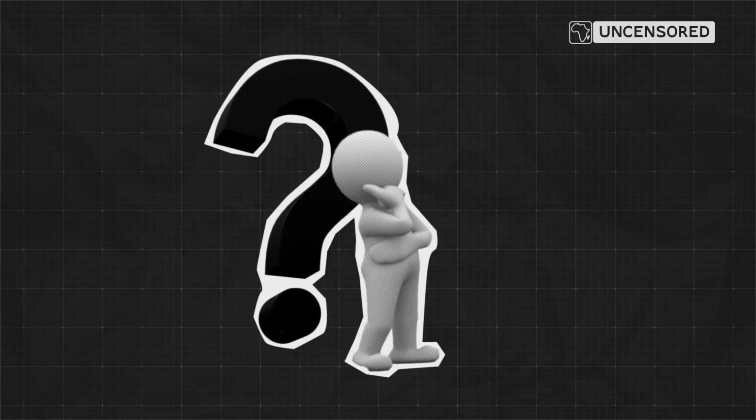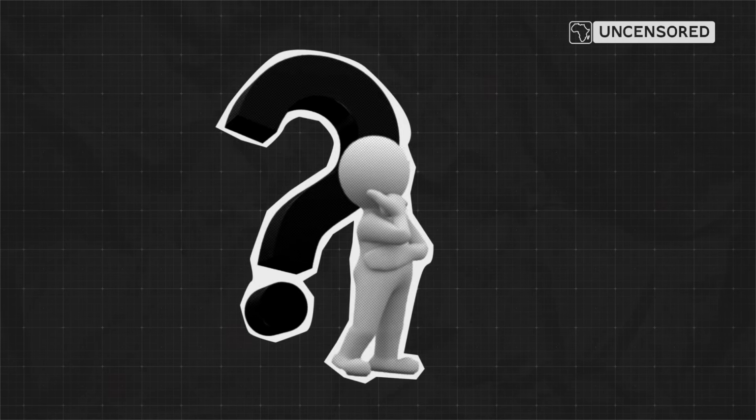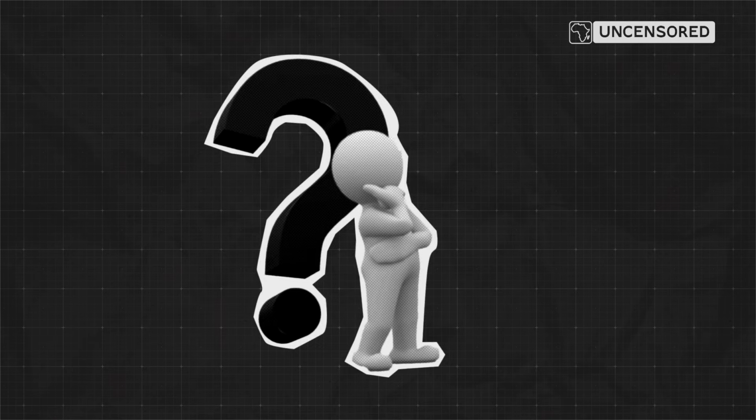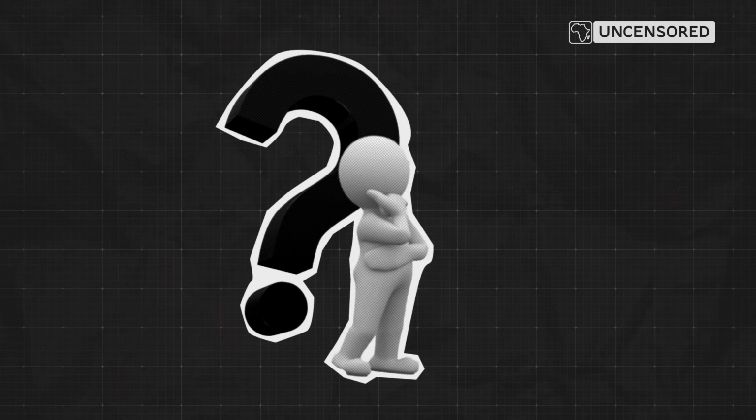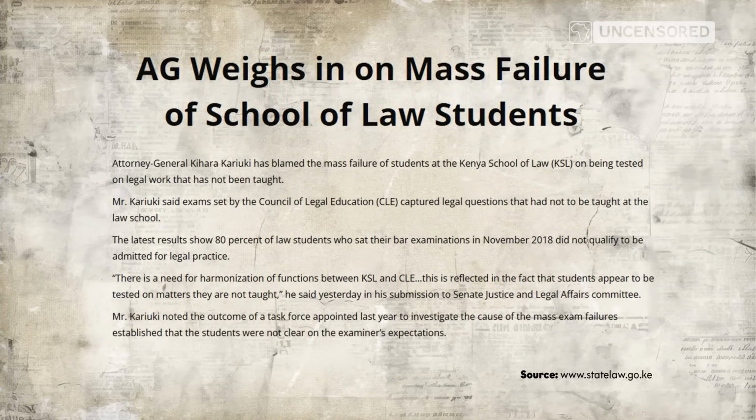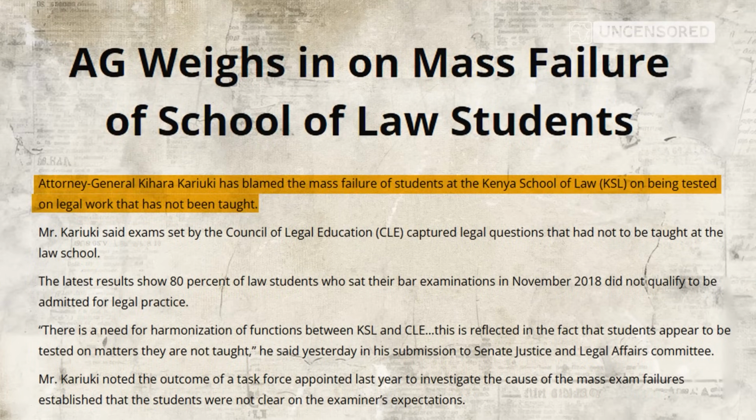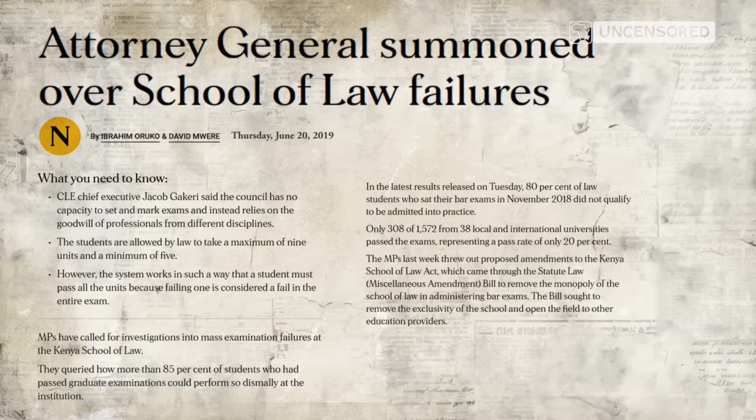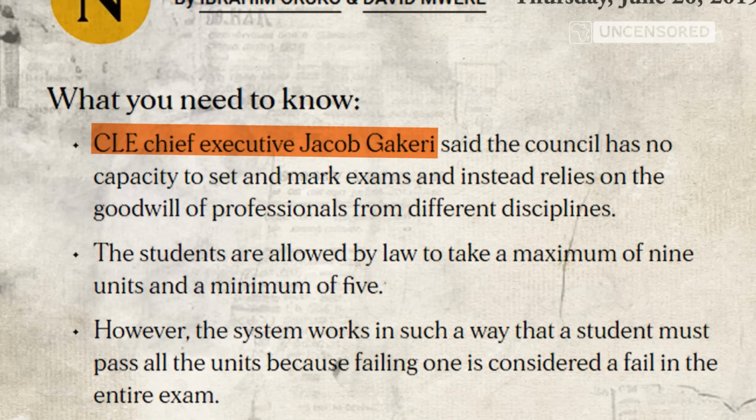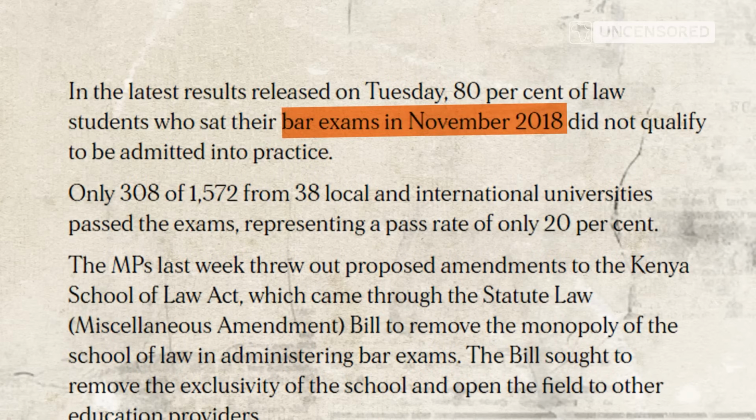If you're wondering whether the mass failures at the Kenya School of Law have led to any concrete action, there have been attempts. Former Attorney General Kihara Kariuki attributed the failures to students being tested on legal work that has not been taught, highlighting a significant gap in the system. In 2019, then CLE Chief Executive Jacob Gakeri was summoned by Parliament to explain the November 2018 bar exam results, where only 308 out of 1,572 students passed.